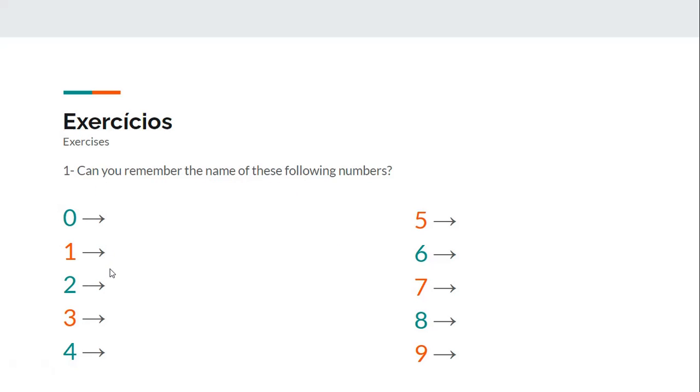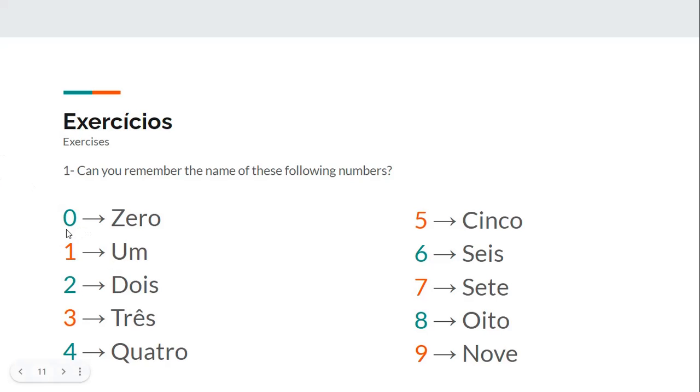Alright, so next exercise, can you remember the name of these following numbers? So maybe you would like to pause the video now and try to think about it. And here the answer. So 0, 1, 2, 3, 4, 5, 6, 7, 8, 9.